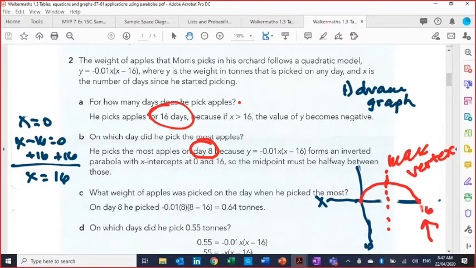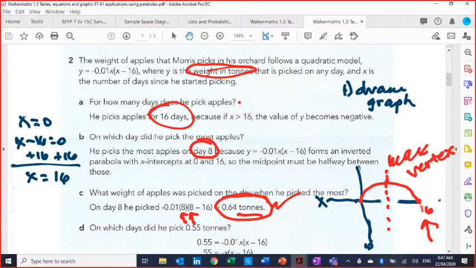Okay? What weight of apples was picked on the day he picked the most? So on day 8, just plugging 8 in for x for the equation and working it out, you get 0.64. And remember that, let's see, they gave us a unit, but did they give us a unit in our original equation? Weight of the apples he picked. Okay, weight in tons. Y is the weight in tons. So do not put just a number. When you're doing these applications, make sure that you also include units. Okay? Then, let's see what else he does.